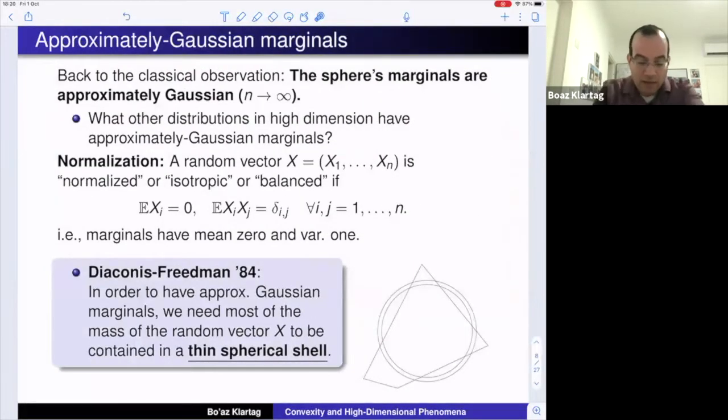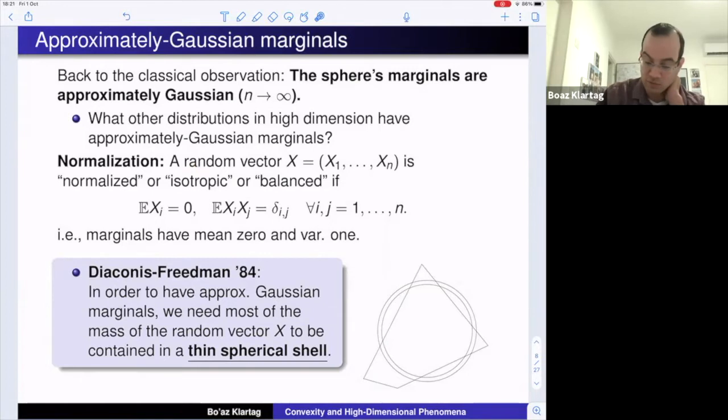Okay, so let's get back to this classical observation, the fact that in high dimensions, if you take the marginal of the sphere, you get approximately a Gaussian. What other distributions in high dimension have this property, an approximately Gaussian marginal? In order to answer this question, it's convenient, though not necessary, to introduce some normalizations, as in the classical central limit theory. So let us say that if you have a random vector X, it is normalized or isotropic.